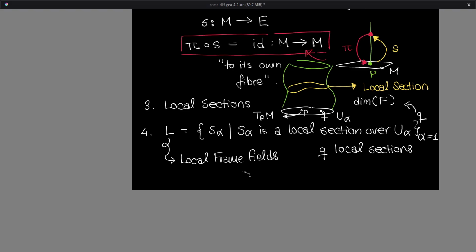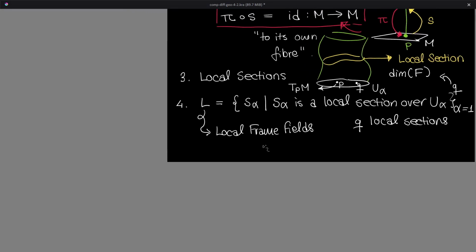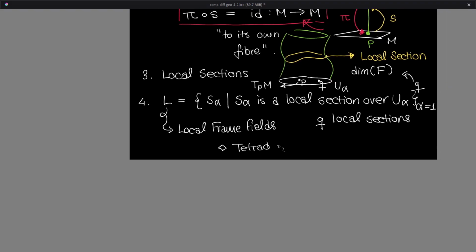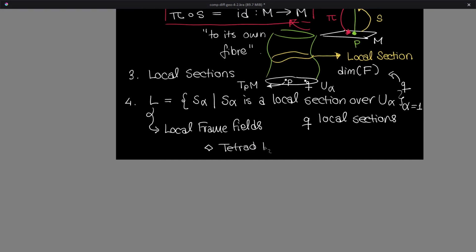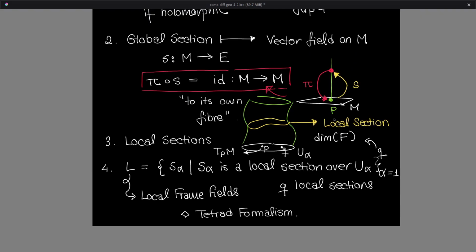And in looking at local frame fields, we looked at this specific example called the tetrad formalism, which is a local frame field for curved spacetime. So that's what we did last time.